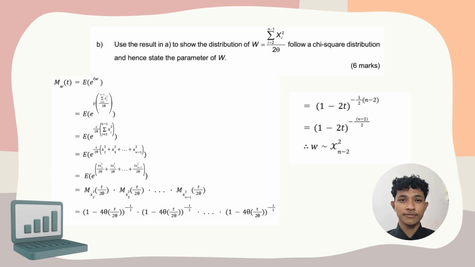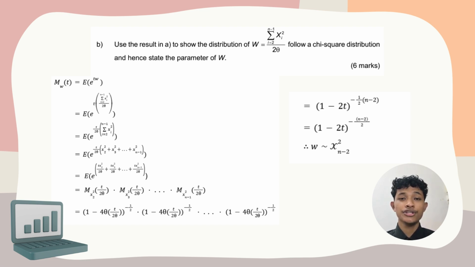Next, I will explain about question B. Question B asks: use the result in A to show that the distribution of W equal to the summation of Xi squared over 2 theta follows a chi-square distribution, and hence state the parameter of W.